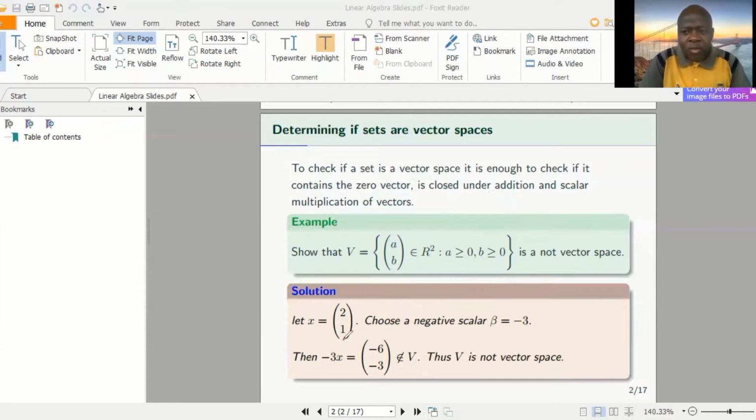So I didn't need to check whether it has the zero vector, or whether the additive closure property is satisfied. I just knew that for this type of set, the closure property for scalar multiplication will not be satisfied. And that is what I went for. So you just need to give one, and there's no problem. And let's look at another example.